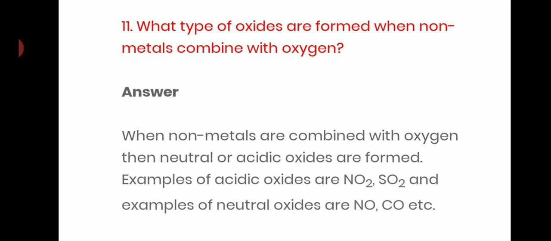Next one, what type of oxides are formed when non-metals combine with oxygen? Just now we discussed. When non-metals are combined with oxygen, then neutral or acidic oxides are formed. Remember, examples of acidic oxides are NO2, SO2, and examples of neutral oxides are NO and carbon monoxide.